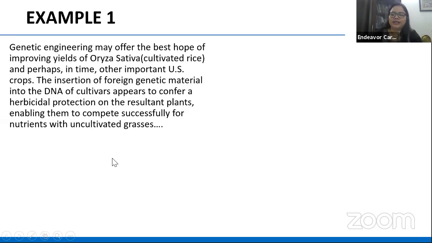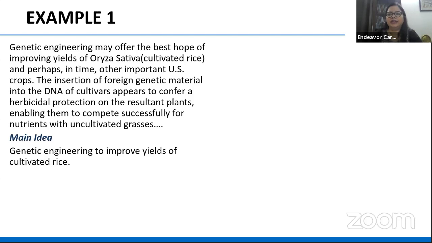Now let's look at what is therefore the main idea of the author here. What's his main idea? What's the point he's making here? He is talking about how the genetic material can be used in the cultivars. Is that the main idea? Or is the main idea located in the first sentence? Is he suggesting genetic engineering as the best hope to improve yields of Oryza sativa? Looks like it. Okay, so let's put the main idea as genetic engineering to improve yields of cultivated rice. He's recommending genetic engineering as a process to improve yields of cultivated rice.